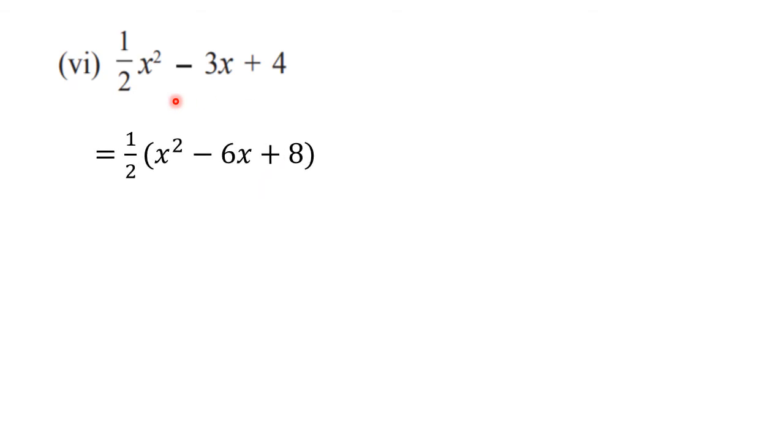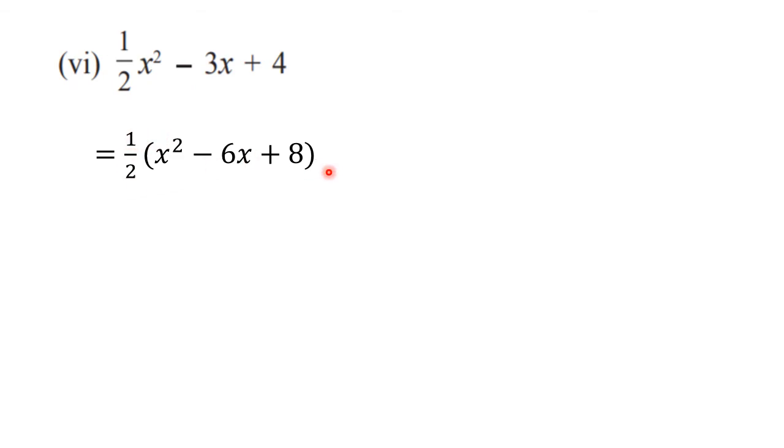So what will happen that 1 upon 2 we will write outside the bracket and then inside the bracket here we will have x square and these numbers, they will get double inside the bracket because we have taken 1 upon 2 as common. Okay, so half. 3 is half of what? 6. 4 is half of what? 8. So we have to double and write in case if we are taking out half common. So see, when we multiply 1 upon 2 into 6x, we are going to get 3x.